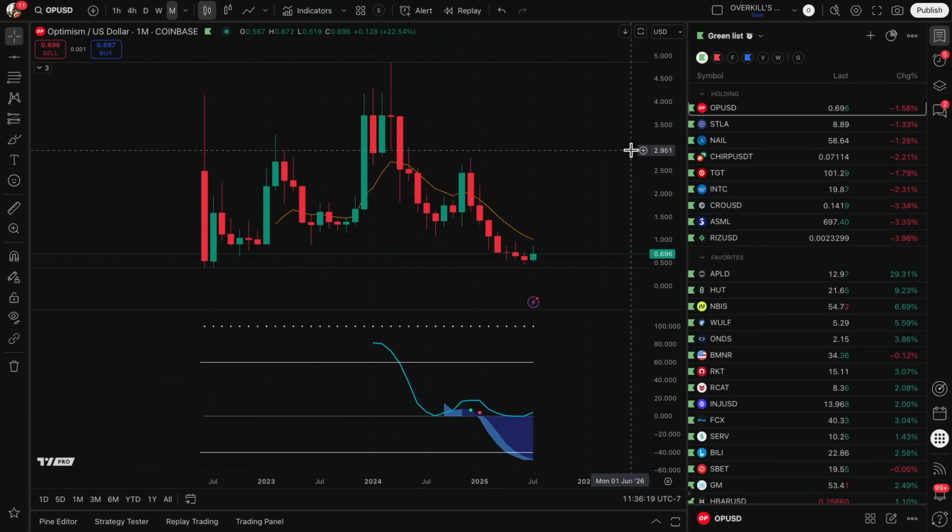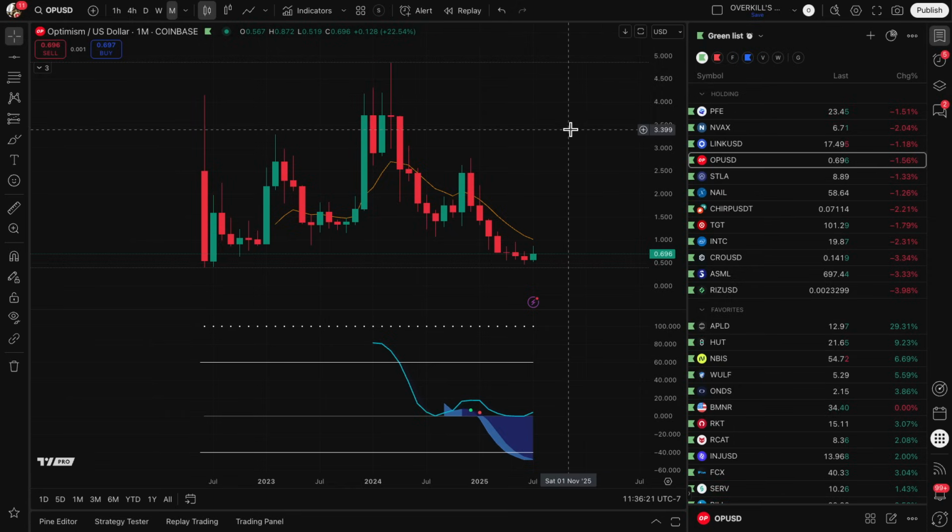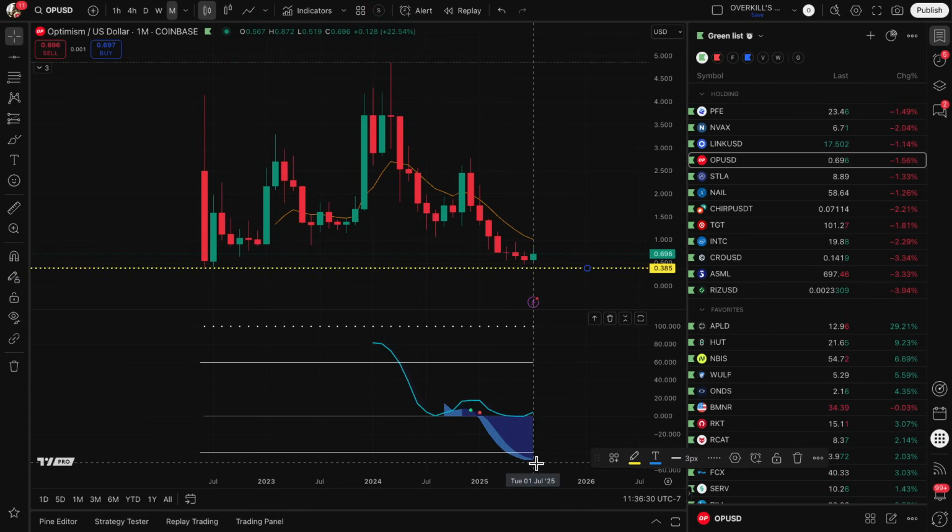OP is built on the Ethereum network, so it's almost like a play on Ethereum. I got in around 70 cents. It's sitting at around 69 cents, so I'm even on the position, but I like it down here. I like it a lot, and again, just waiting for the monthly green dot to confirm the move.